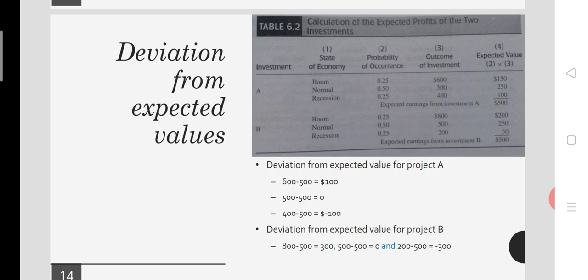At the same time, investment project B is highly volatile and highly risky. Investment project A is less volatile and less risky, as the range of outcome of investment from the expected value is much less than investment project B. So investment project A is less risky and it should be chosen by the investor when the expected value for both A and B are the same.